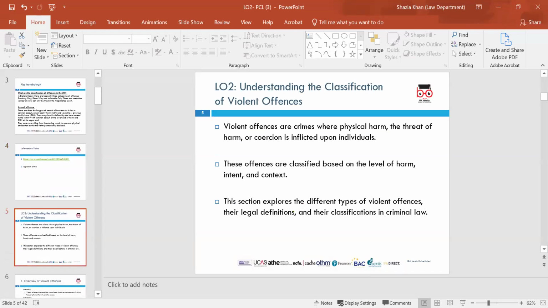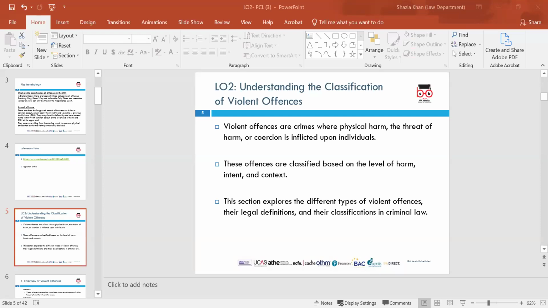So, understanding the classification of crimes. Because there are so many different crimes and offences, physical types of offences, they all have a different threshold for what divides them up. It could constitute physical force or threat of force against another person. So they range from minor offences up to the more serious offences, as we mentioned.